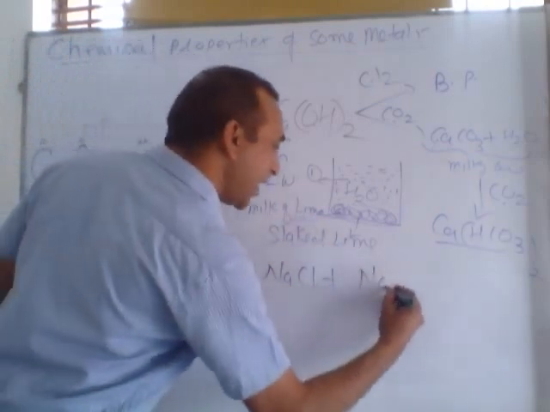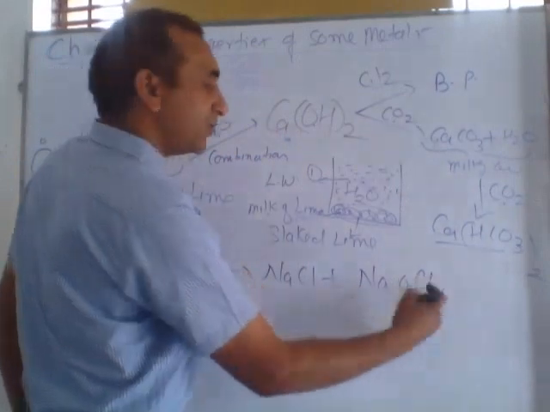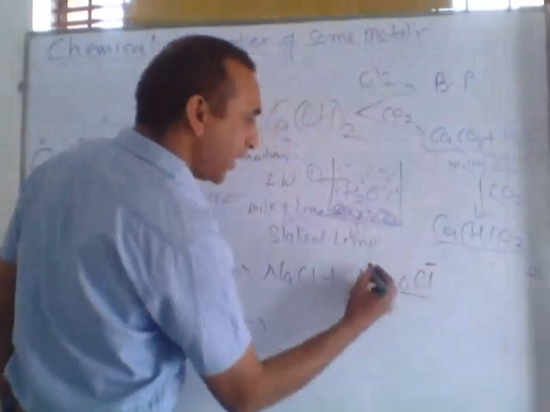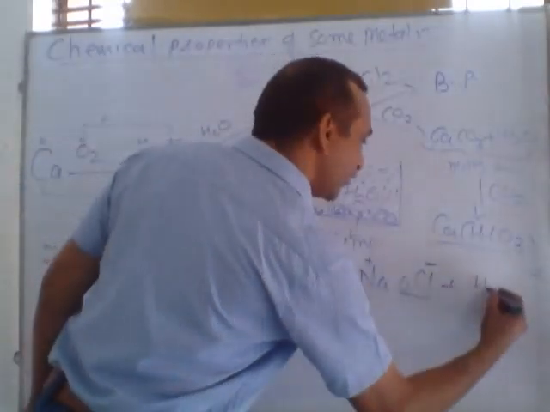Second is NaOCl. This is called sodium hypochlorite. This is the hypochlorite ion, and this is plus, this is minus. And lastly, water is also formed.